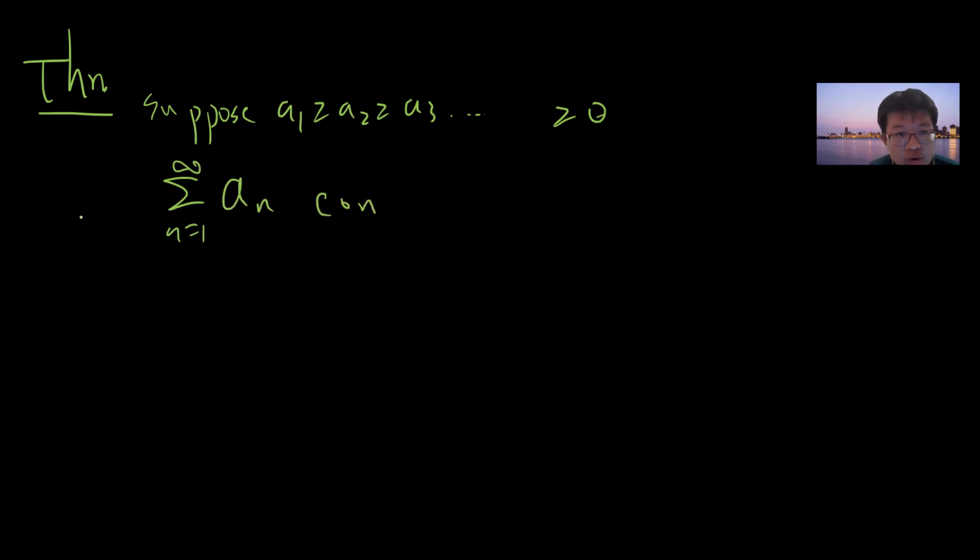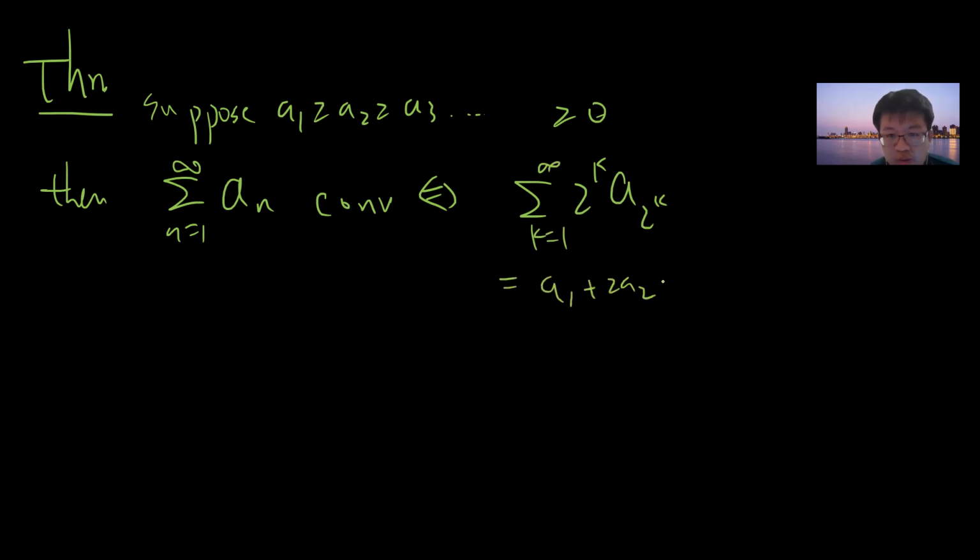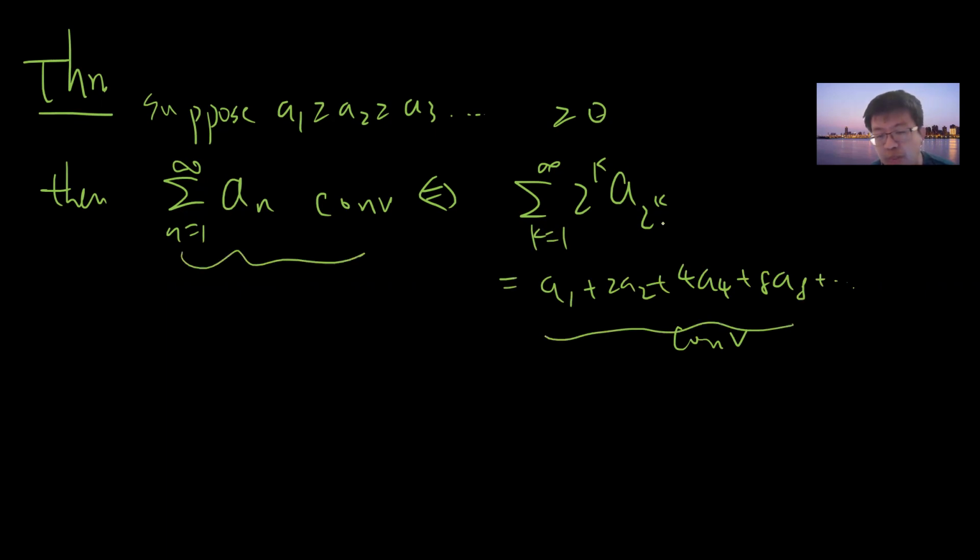Suppose you have a series a1, a2, and so on, with each a_n greater than or equal to 0, basically all of them positive and decreasing. Then the series from 1 to infinity of a_n converges if and only if the series of 2^k a_{2^k}, k from 1 to infinity, basically a1 plus 2a2 plus 4a4 plus 8a8 and so on, converges. This is an interesting result. Basically, the series converges if we only pick the powers of 2 and that converges, if they are all monotone.